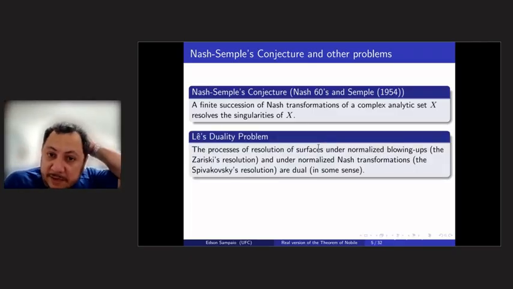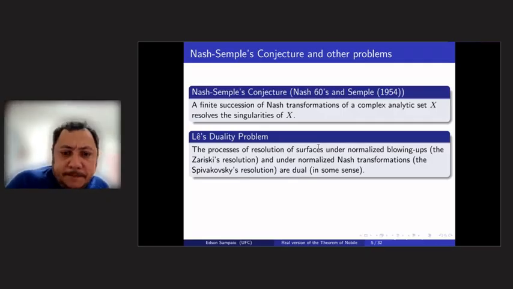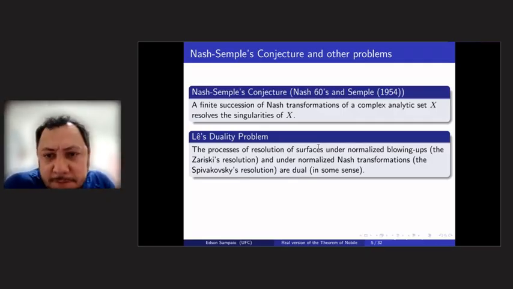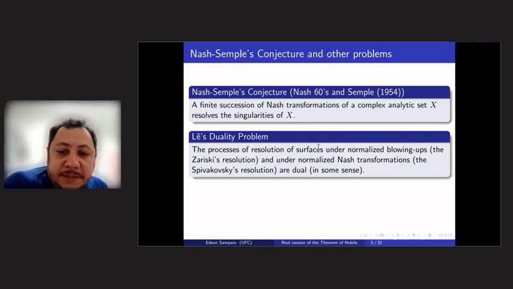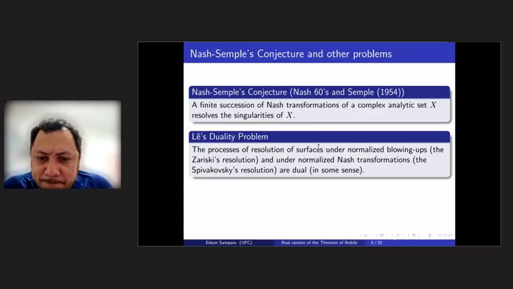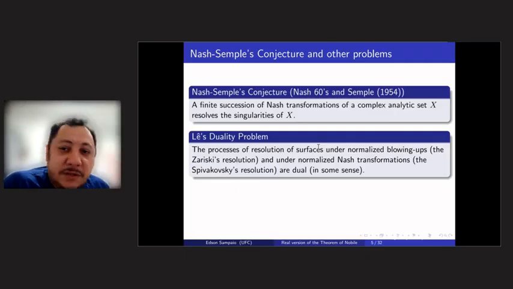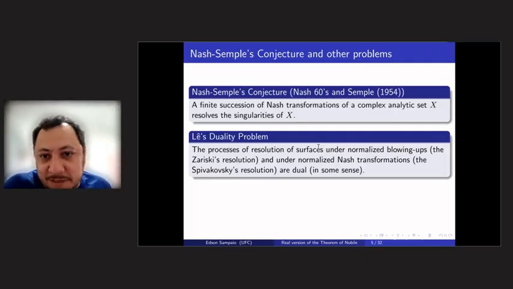Another problem that is related with Nash transformation is a problem due to Le-Dung Trang, called the Le duality problem. The problem asks whether the processes of resolution of singularities on surfaces, the normalized blowing-ups (the Zariski resolution) and the normalized Nash transformation (the Spivakovsky resolution), are dual in some sense. In fact, it's part of the problem to know what dual means here. In some sense, for example, if you can find one resolution from the other one and vice versa.